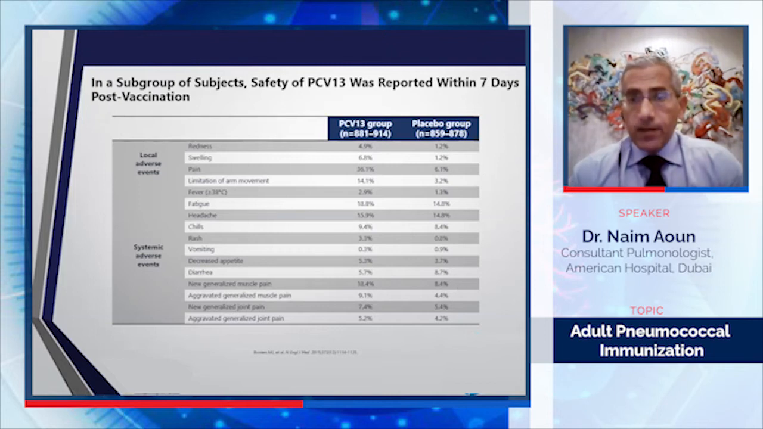Looking at side effects or adverse events from the vaccination, we look at the table here and notice that there were few differences between the vaccinated population and the placebo group, all within the expected range, like redness at the site of injection, swelling, pain on injection, and limitation of arm movement. This is where we see the major differences. There is slightly more fatigue in the vaccinated group versus the placebo group. And one slightly significant difference is the new generalized muscle pain, which in the PCV group was about 10% higher than the placebo group, but otherwise, as you can see, the differences were not that significant.